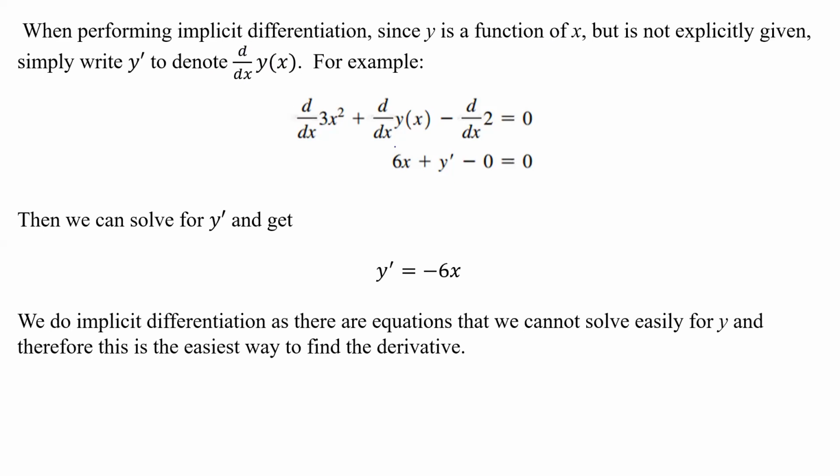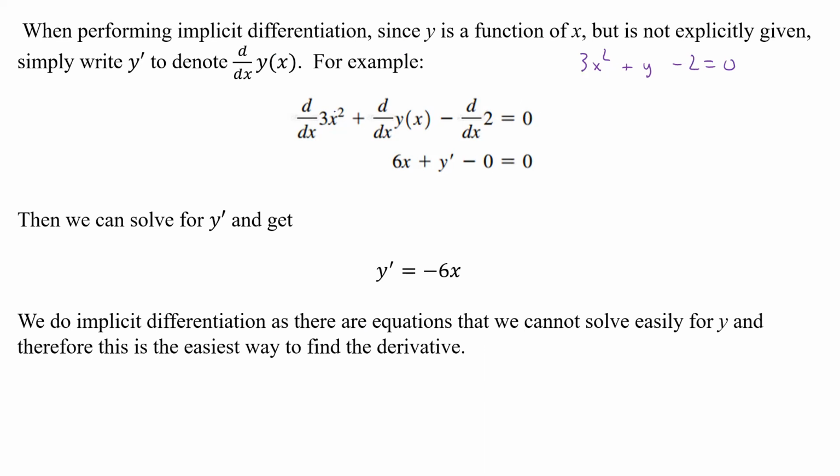For example, remember our original equation was 3x squared plus y minus 2 equals 0. We're going to take the derivative of this. So we say d dx of 3x squared, plus d dx of y of x, since we know y is a function of x, so we replace y with y of x, and then minus d dx of 2 is equal to 0.